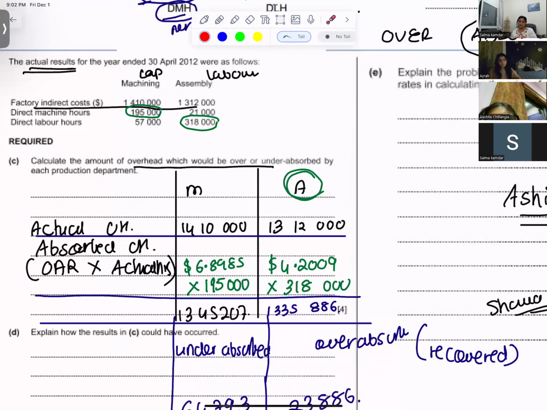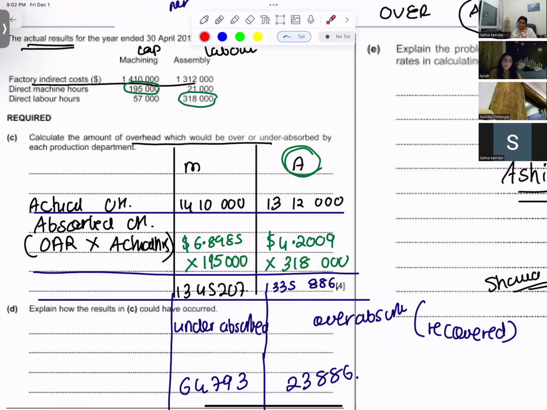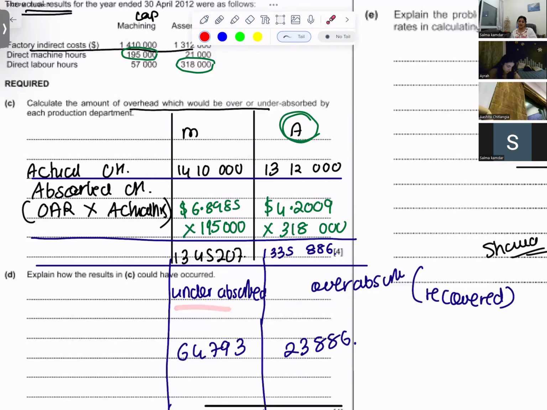Then you will get the overheads absorbed. The actual is more and you have recovered less, so it's going to be under absorbed. So if your answer is positive, it's under absorbed. If your answer is negative, you have over absorbed.